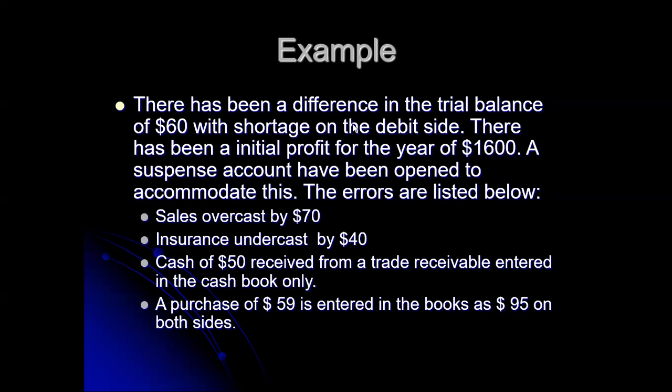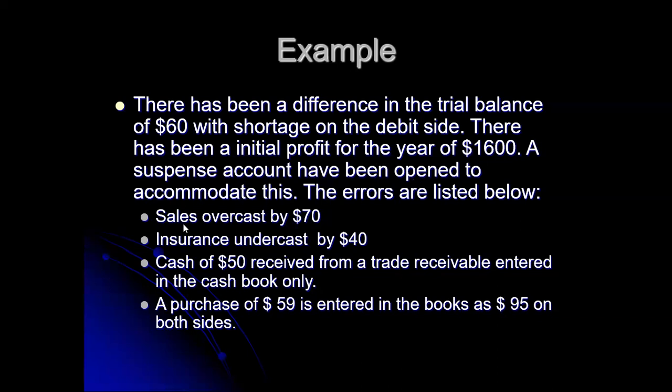Okay, so here's an example. There has been a difference in the trial balance of $60 with a shortage on the debit side. So the question is trying to tell you that the debit total is lesser than the credit total by 60. So therefore, we need to open a suspense account, putting a $60 debit balance. Okay, and then there has been an initial profit for the year of 1,600. Now, this 1,600 profit is the profit containing errors.